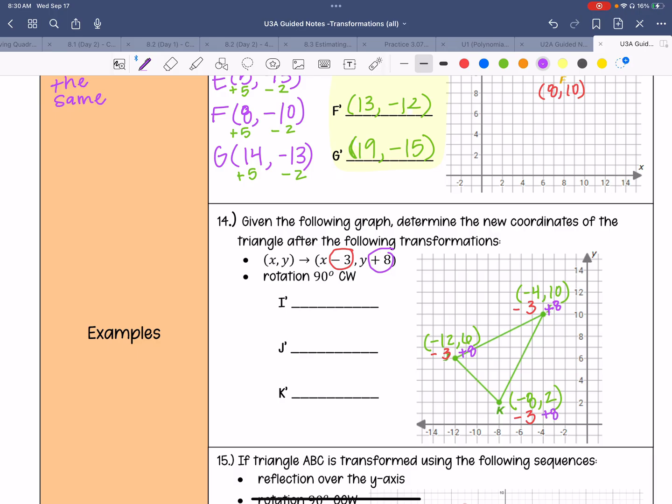All right, when I do that, my new I is going to be at negative 7, 18. I'm going to actually do this in the margin over here.